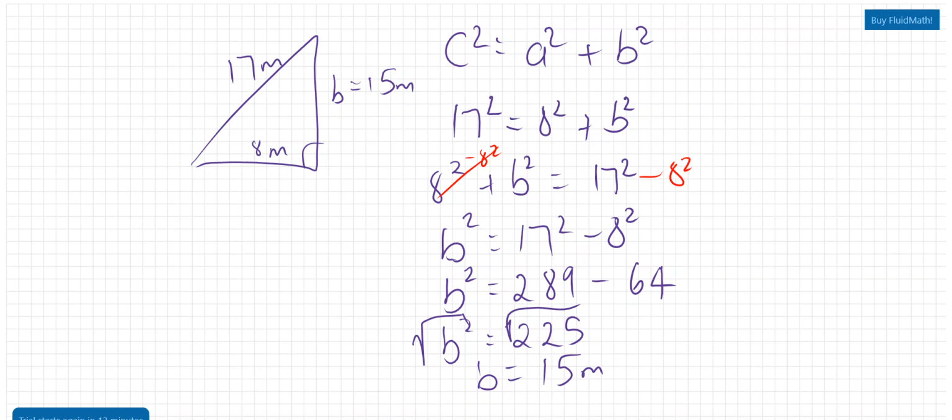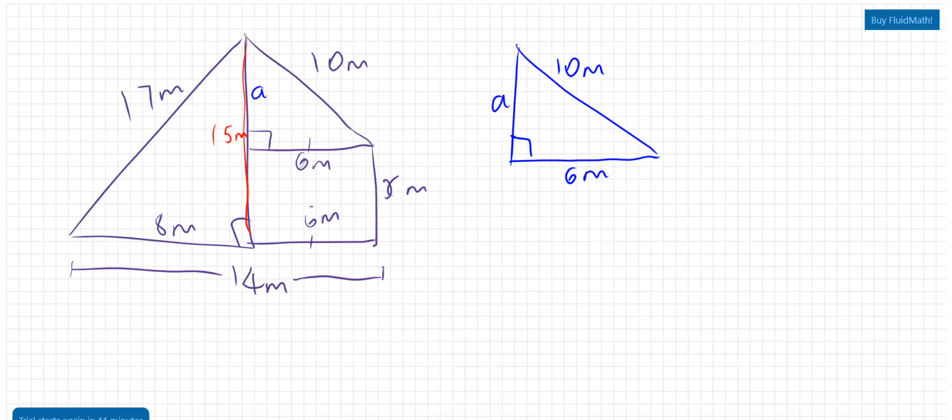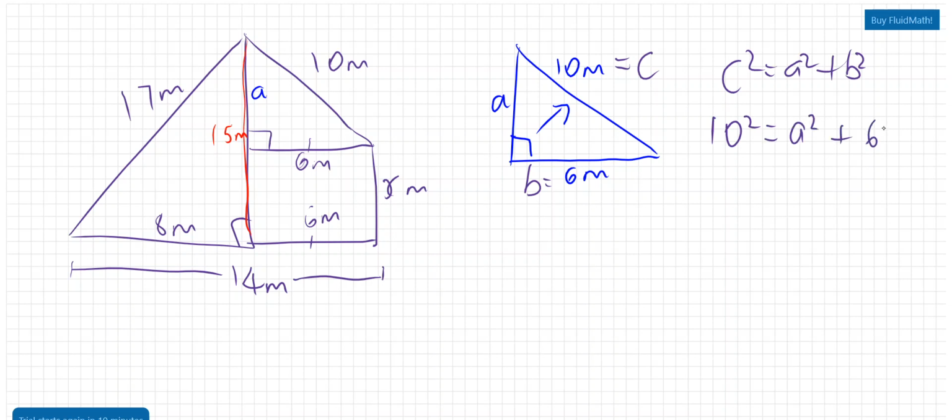Now we have to continue and find the other side length. Okay, so we need to find A. So I've just redrawn the diagram, and that's the triangle I'm focusing on. And A is that shorter side length there. Okay, so once again, using Pythagoras, label your sides just so you make sure you don't make a mistake. So 10 is my hypotenuse, so that's going to be C. A is just A, and B can be this other side length. All right, so C squared is equal to A squared plus B squared. So C is 10. So 10 squared is equal to A, which is just A, plus B, which is 6 squared.